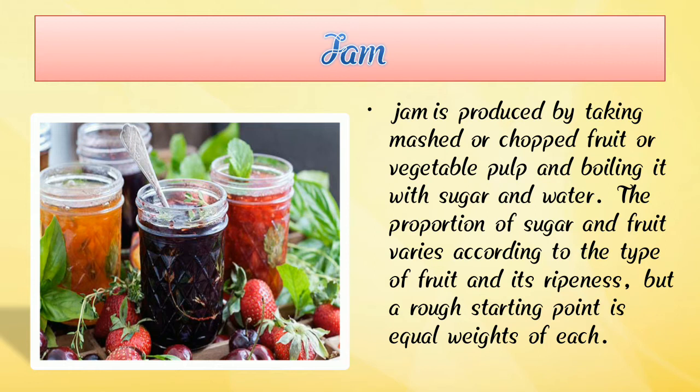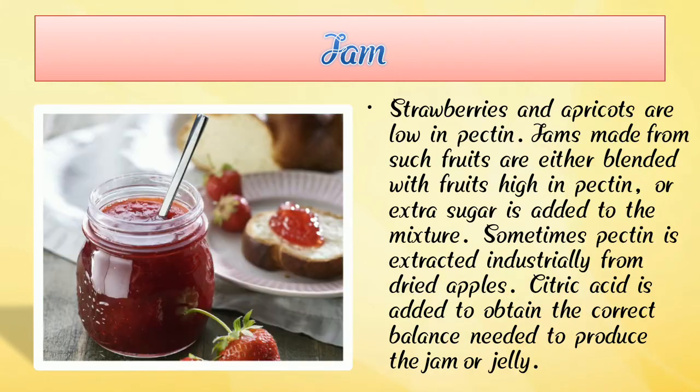The proportion of sugar and fruit varies according to the type of fruit and its ripeness, but a rough starting point is equal weights of each. So, students, jam is made with fruit and vegetables. Here also we find a photograph of jam.